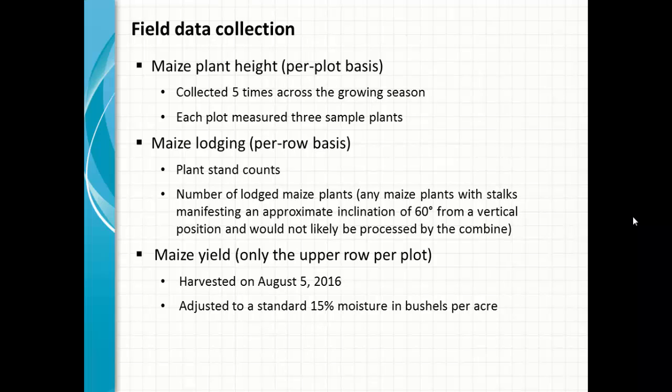The third type is yield. The maize was harvested on August 5th, 2016, and the data we used is the yield adjusted to a standard 15% moisture in bushels per acre.